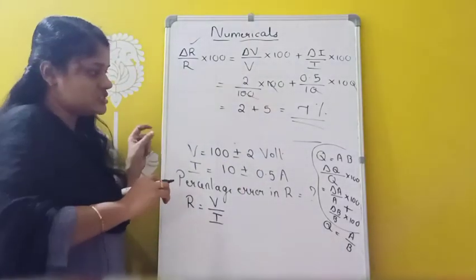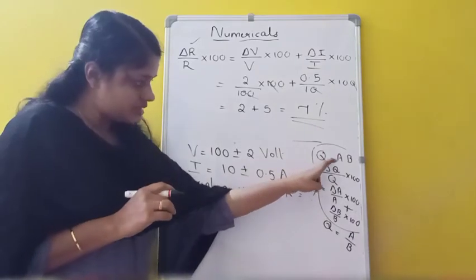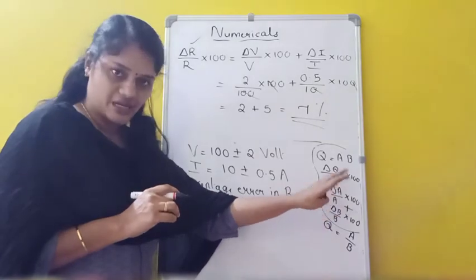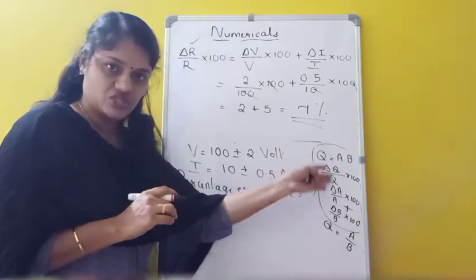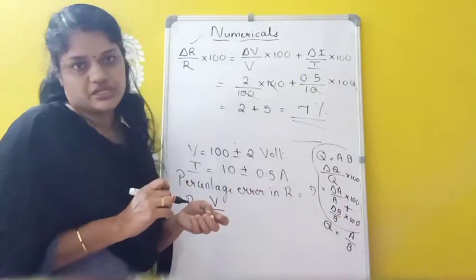Resistance. Okay. So whenever multiplication and division comes, how will you do this percentage error? Delta Q by Q into 100 equals delta A by A into 100 plus. So whenever multiplication or division comes, you will be adding only here. Okay. Plus delta B by B into 100.